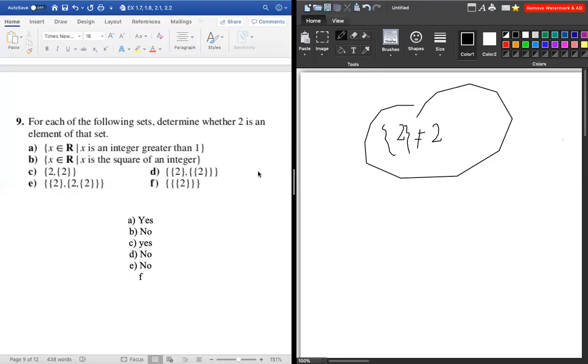At the moment we are saying that 2 is not a part of this set, because the members of this set are 2 sets: a set containing 2, and a set of a set containing 2. Therefore, 2 is not a part of this set. And for F, we will say no, because 2 is not a member of this set.